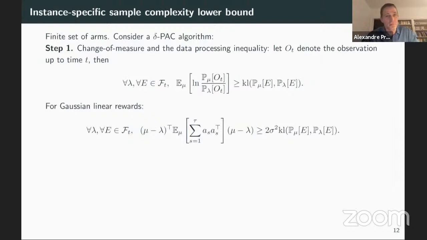So as I told you, the first thing is that we have an instance-specific approach, and our approach is to fix the model. So I fix the mu. I want to find the best possible sample complexity for a given mu, achieved by any delta-PAC algorithm. Okay, so I will derive a fundamental limit, a lower bound on the sample complexity, and then I will devise an algorithm that reaches this level of sample complexity.